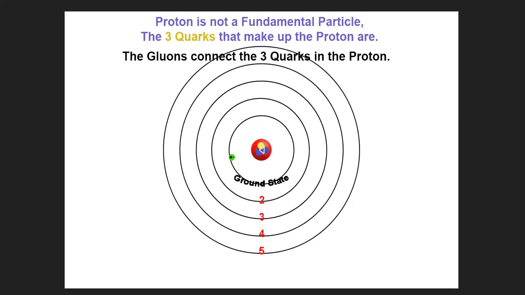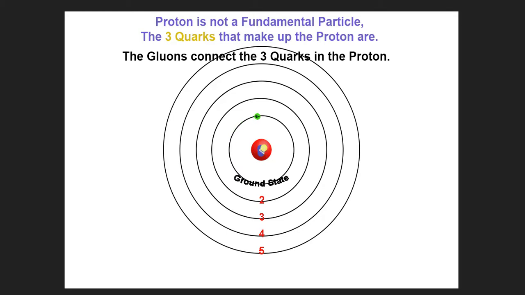Now here we have an electron orbiting the proton. Inside the proton we can see there are quarks moving around, and they're held together by the strong nuclear force. It's the gluons that are keeping the quarks together in the nucleus of the atom. There are 3 of them here: 2 up quarks and 1 down quark.